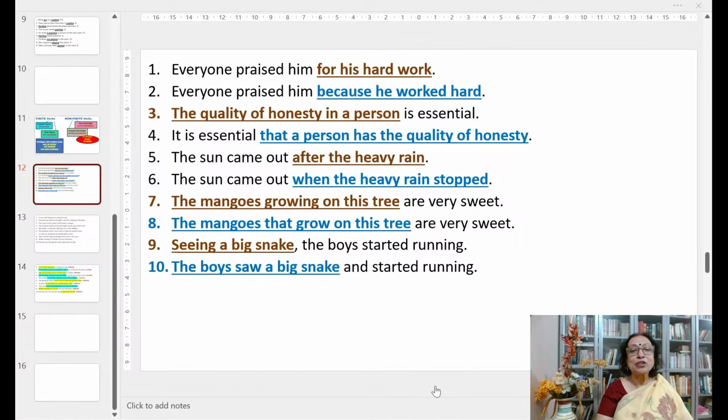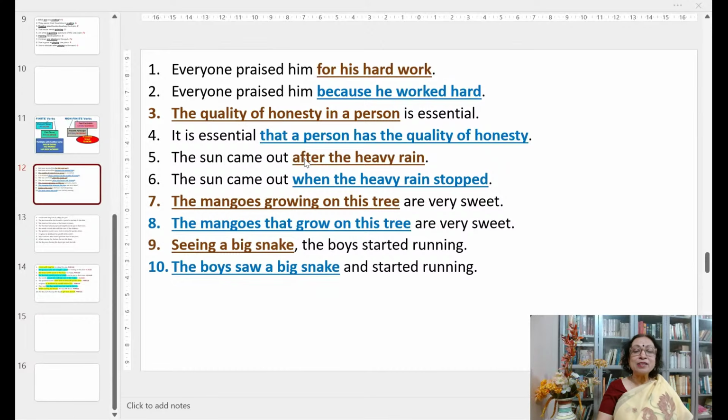So today also we shall have a test of identifying the group of words which are incomplete and then telling whether they are a phrase or a clause. First, look at these 10 examples. Everyone praised him for his hard work. Now, look at this. For his hard work makes some sense, don't you think? It makes meaning. Some meaning is there, but it is incomplete meaning.